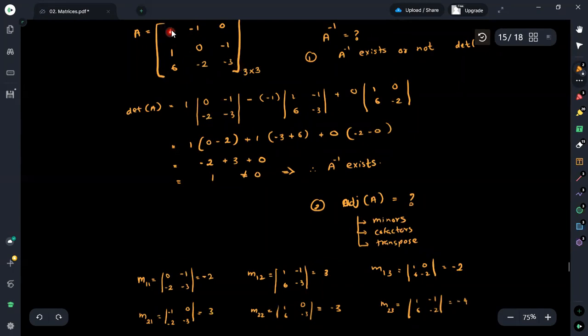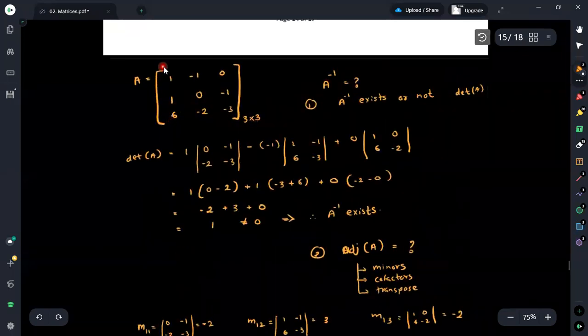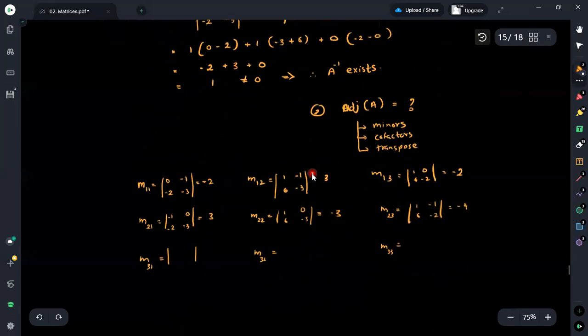Similarly, if you write down the values for M31, it means that we have to cut down the third row and the first column. Third row and first column cancel out. We will get the set of values -1, 0, 0, and -1. Here, -1, 0, 0, and -1 gives the value as +1.